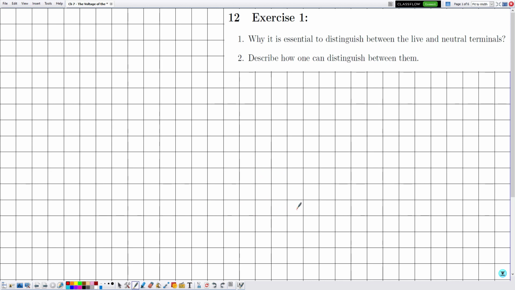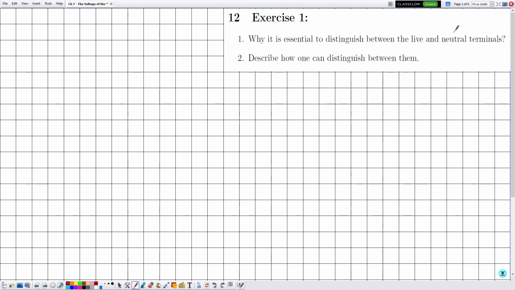Okay, hello everyone, in a new video. So I have reached part 3 of chapter 7, which is the chapter of the voltage of the mains in the second unit of electricity. In this one we are going to solve some exercises. Let's start with exercise number 1, section 12.